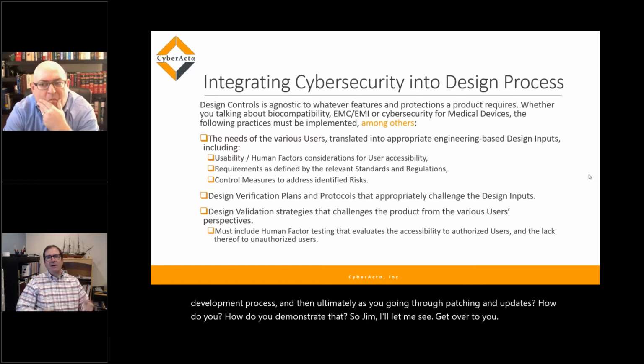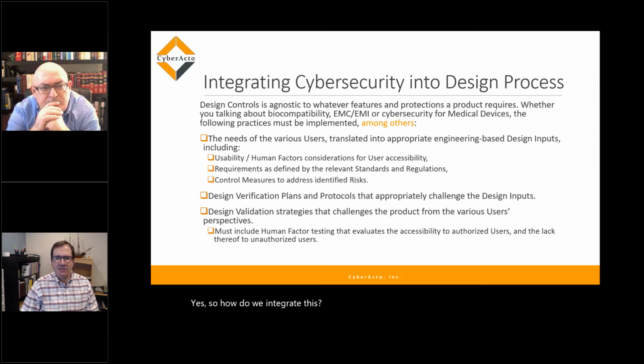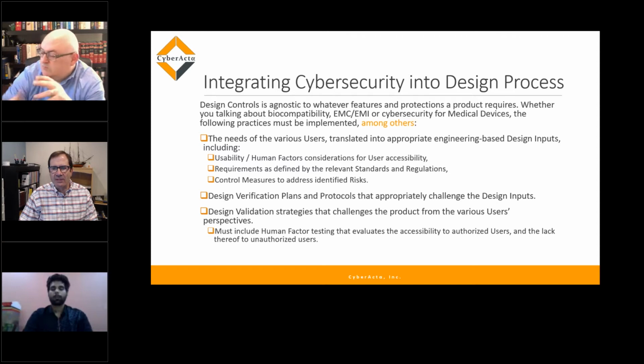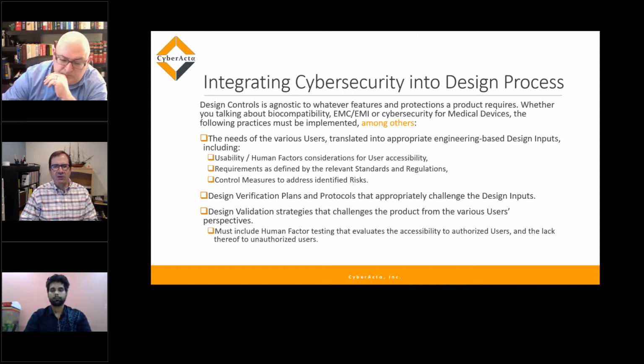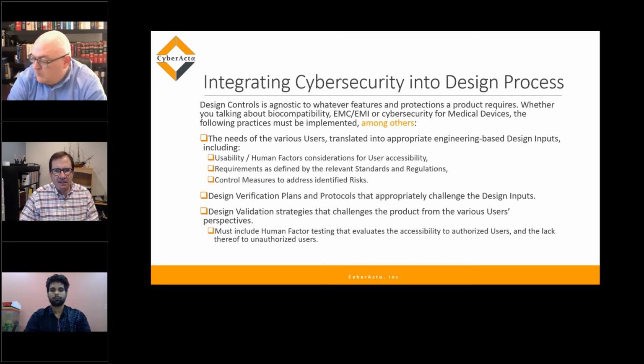Yeah, so how do we integrate this into the design control process? What I really want to do in a couple minutes today is try and demystify this, because especially for medical devices, we have that design process down. It's very well defined, and when followed, it works very, very well. Design controls is really agnostic to whatever features or protections or requirements you have, right? And so we don't need a completely different system to address cybersecurity areas.